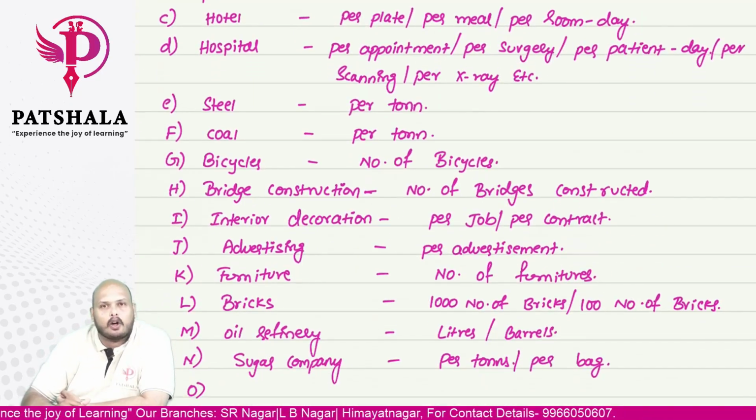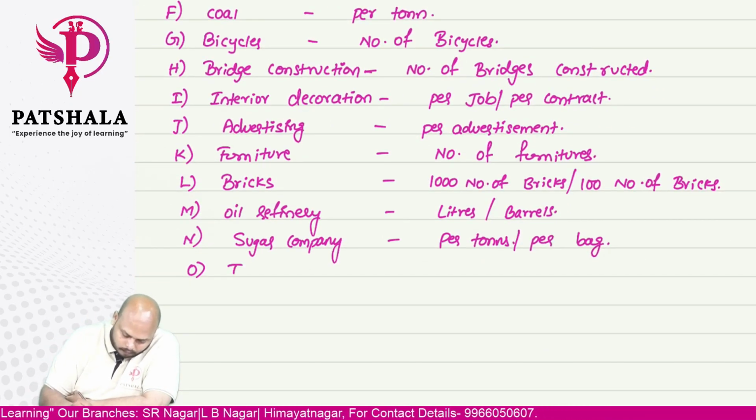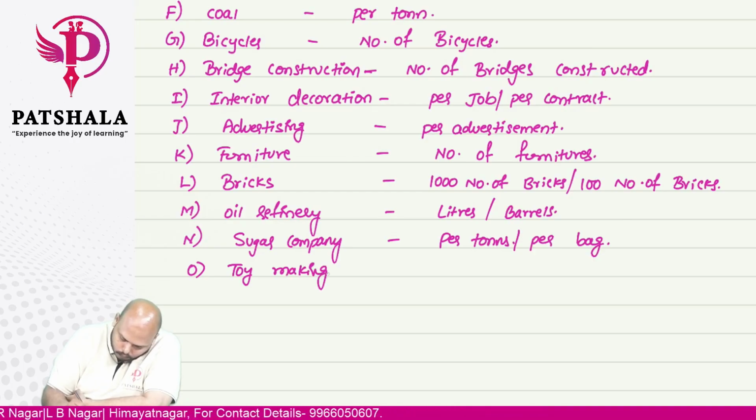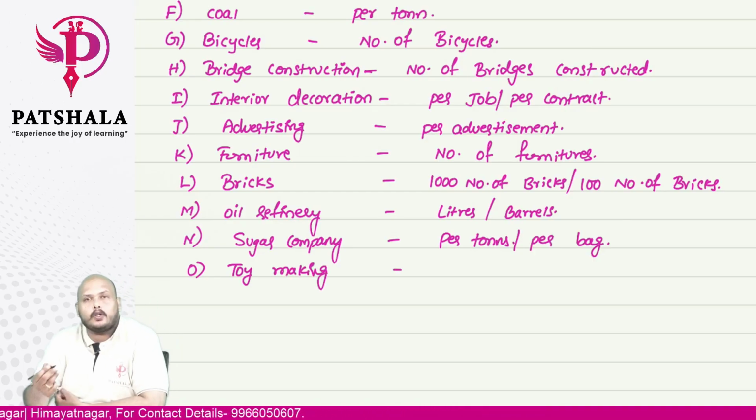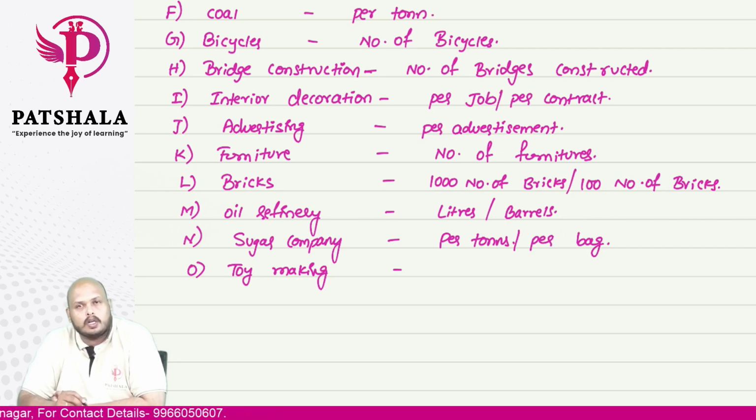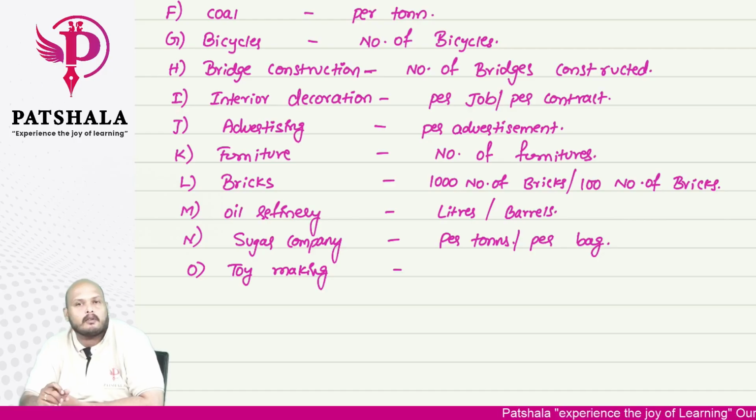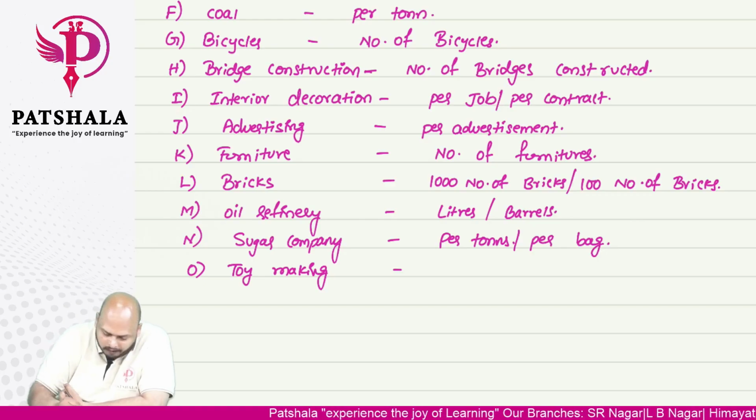Toy manufacturing, toy making. If you are going to a shop to purchase a toy, what is the unit of cost measurement? Generally he will ask, sir, how many toys do you want to purchase? If you want to purchase one motor car, that is one toy. If you want to purchase one ball, that is one toy. One Lego set is one toy. One doctor set is one toy. So he will measure based upon the number of toys.